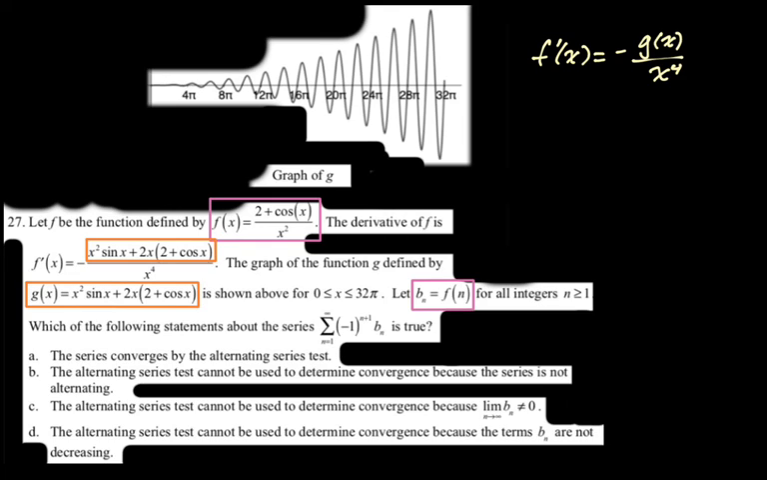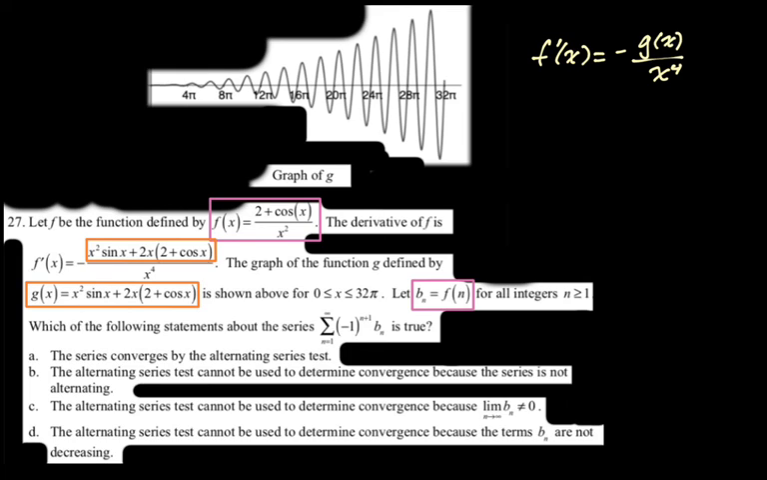Okay. So, I mean, well, I don't know. Look at the graph of g, right? So the graph of g is wildly swinging between positives and negatives. And f prime is the negative of g over x to the fourth. x to the fourth is always positive. So really, negative g of x is just this graph, but reflected over the x-axis.